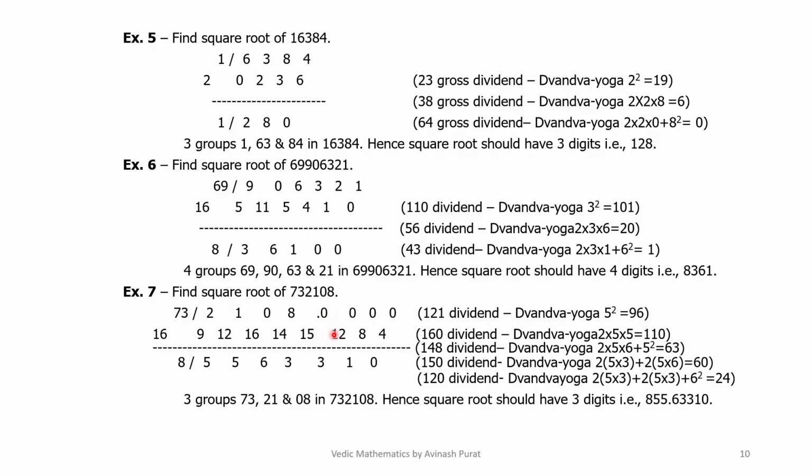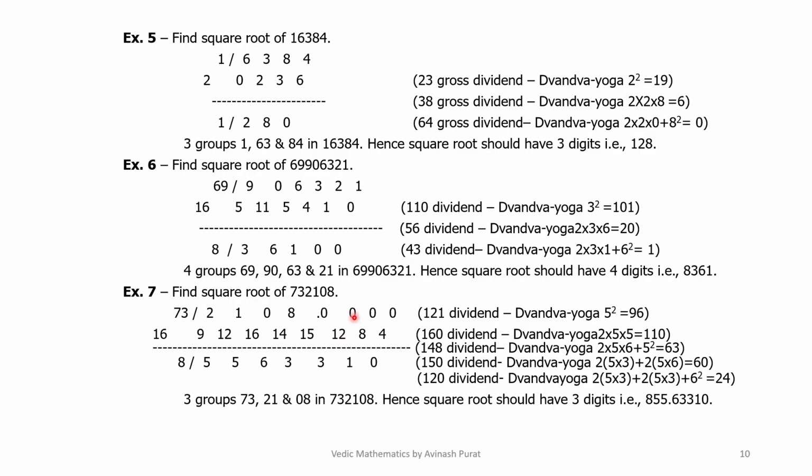So 150 is the next dividend. Dvandva Yoga is 2 into 5 into 3 plus 2 into 5 into 6, that is 15 into 2, 30, and 60, 90. So 150 minus 90 is 60. 60 is the dividend divided by 16. We again get 3 as quotient. 16 3s are 48, and 12 is the remainder.